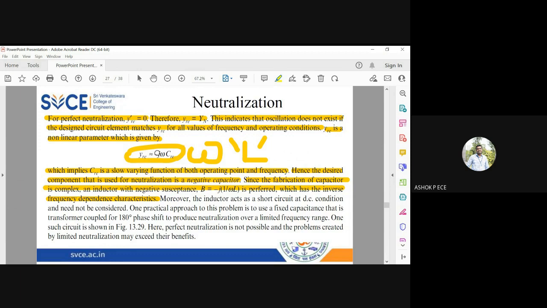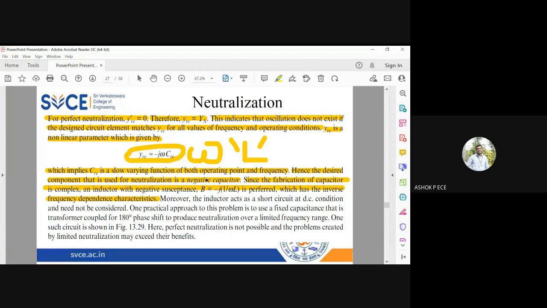So either you can use a negative capacitor to cancel out the effect of Yre, but since the fabrication of a capacitor at such a high frequency is not preferable or is going to become complex, I'm going to choose an inductor with a negative susceptance. See, why negative? Because I want to cancel the effect. Already there is a positive feedback. I want to cancel that, so a negative value is preferred.